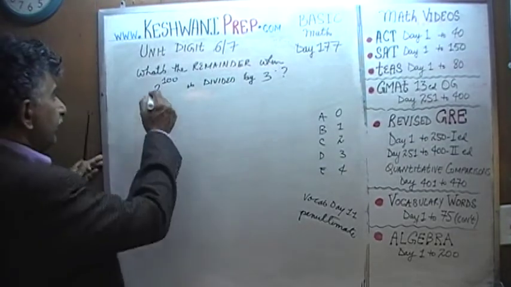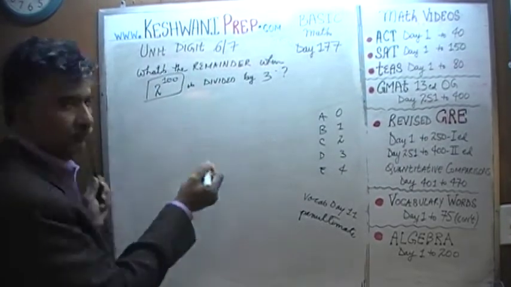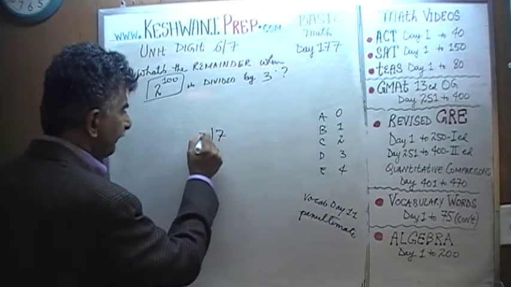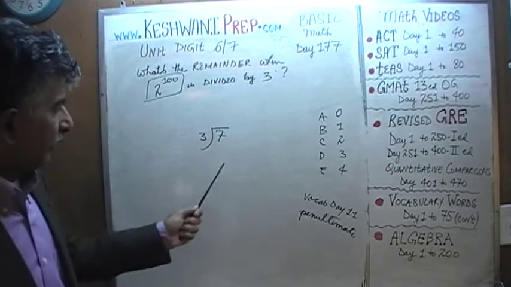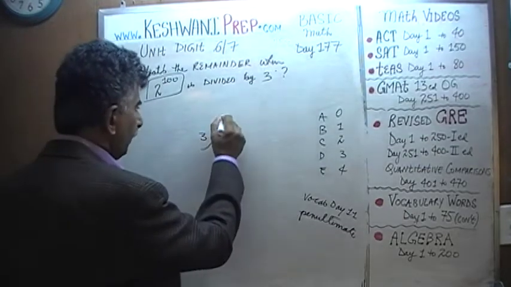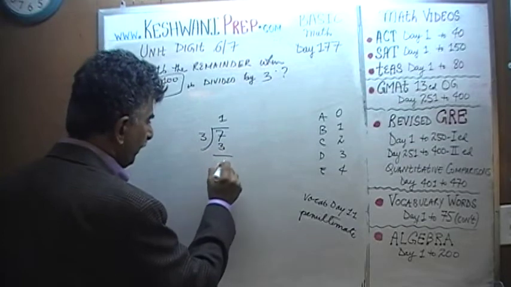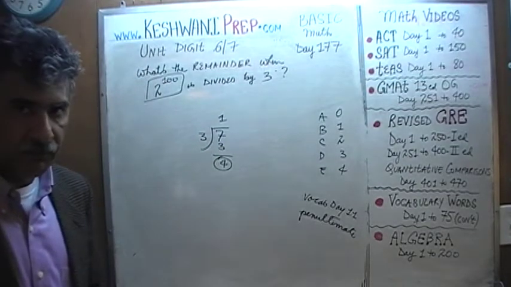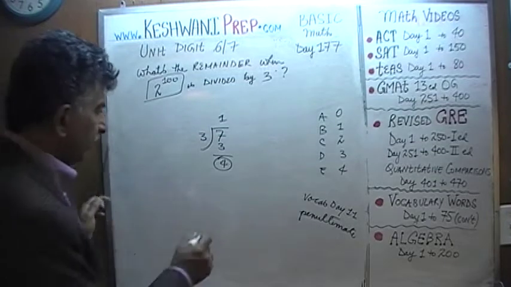This quantity, whatever this quantity is, let's say the quantity is 7. If somebody asks us to divide 7 by 3, now here's my work. I'm going to show you my work. So I put down 1 here, and then I proudly tell you that my remainder is 4. Does it make any sense? No, it makes no sense.